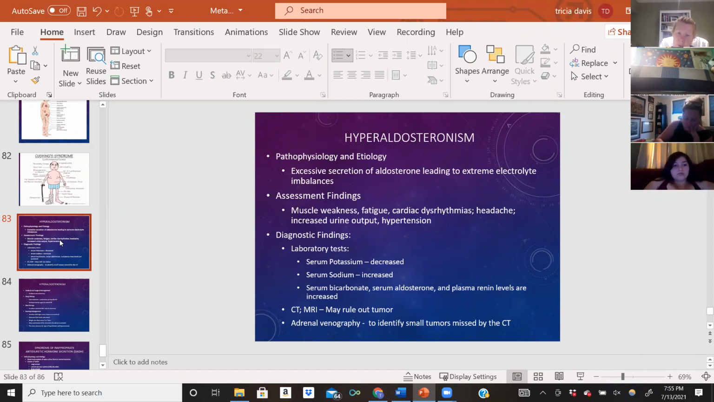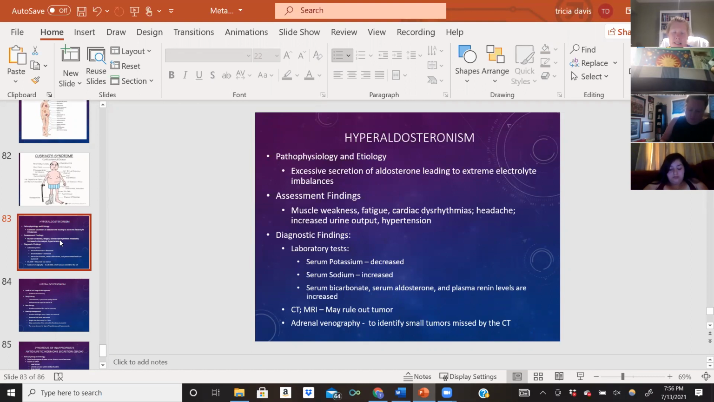Diagnostic findings, when we look at labs, we're going to be looking at serum potassium. That is going to come back as decreased. Their serum sodium is going to be increased. Their serum bicarbonate, aldosterone, and plasma renin levels are all going to be increased.